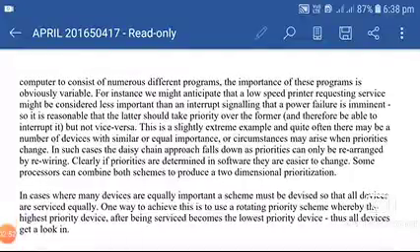A computer consists of numerous different programs. The importance of these programs is obviously variable. For instance, we might anticipate that a low-speed printer requesting service might be considered less important than an interrupt signaling that a power failure is imminent. So it is reasonable that the latter should take priority over the former.